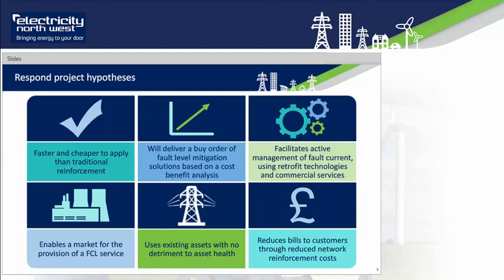A quick overview of the hypotheses that we intend to prove during the project are: Respond is faster and cheaper to apply than traditional reinforcement. It will deliver a buy order of fault level mitigation solutions based on a cost-benefit analysis. It will facilitate active fault management using retrofit technologies and commercial services. It will enable a market for the provision of a fault current limiting service. It will use existing assets with no detriment to their health. And it will reduce bills for customers by reducing network reinforcement costs.